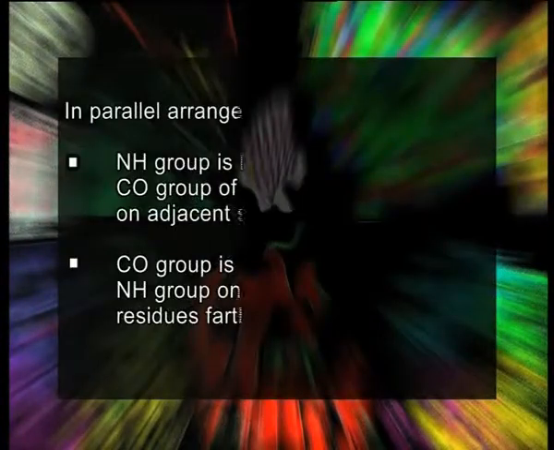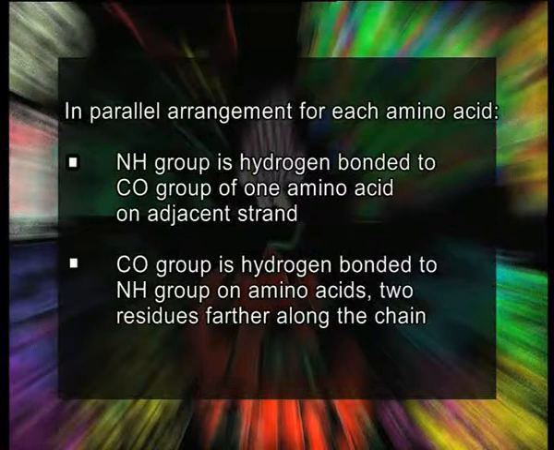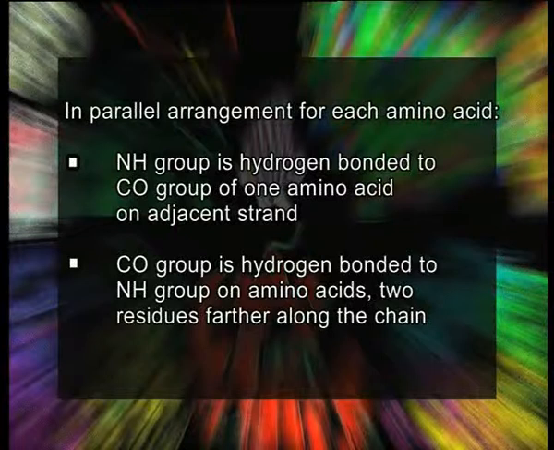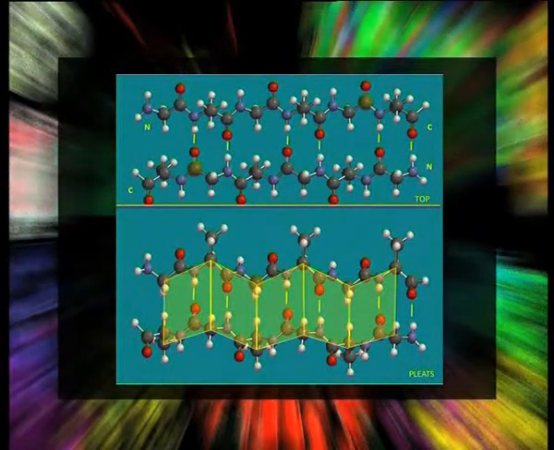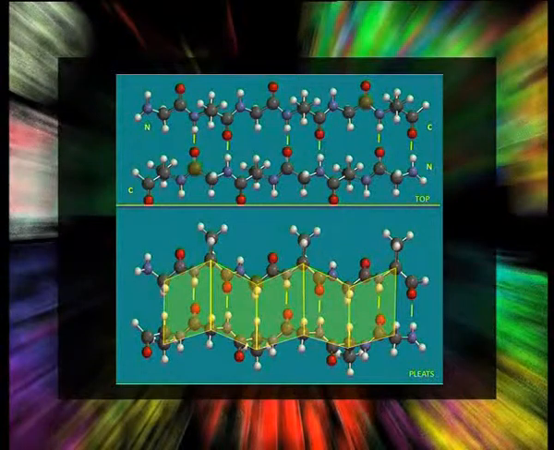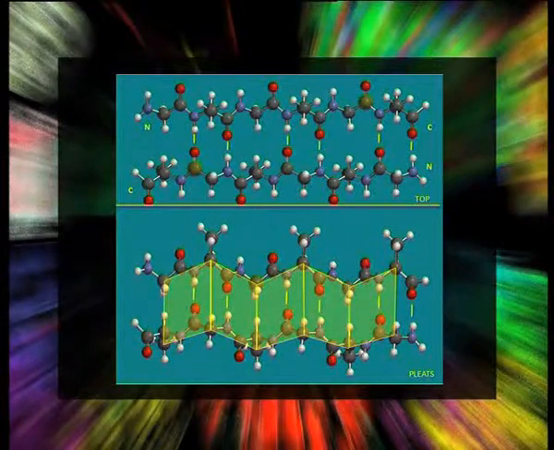In the parallel arrangement, the hydrogen bonding scheme is slightly more complicated. For each amino acid, the amino group is hydrogen bonded to the carbonyl group of one amino acid on the adjacent strand, whereas the carbonyl group is hydrogen bonded to the amino group on the amino acid two residues further along the chain. Many strands, typically 4 or 5, but as many as 10 or more, can come together in beta sheets. Such beta sheets can be purely antiparallel or they may be mixed.